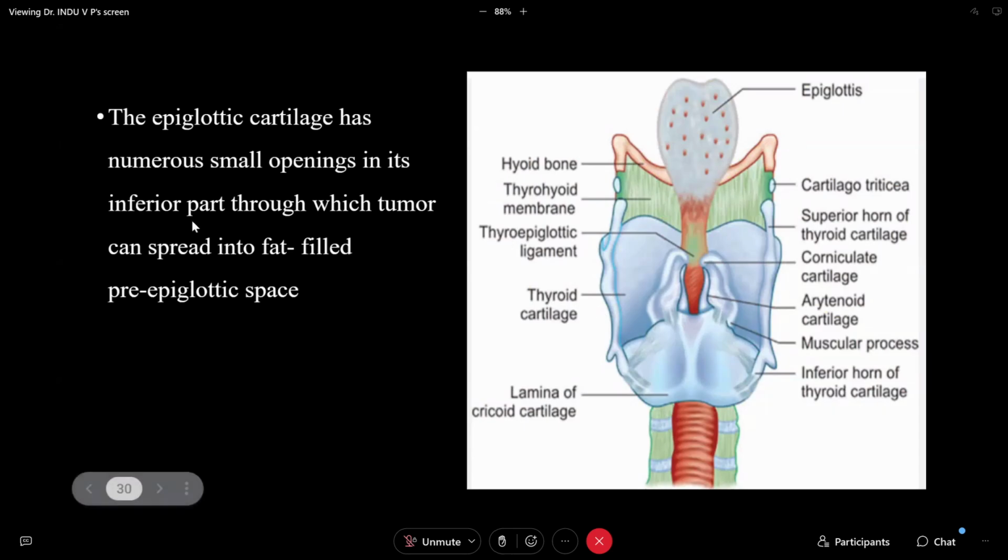Epiglottic cartilage has numerous pores on its surface. So carcinoma involving the epiglottis can very well enter into the pre-epiglottic space.